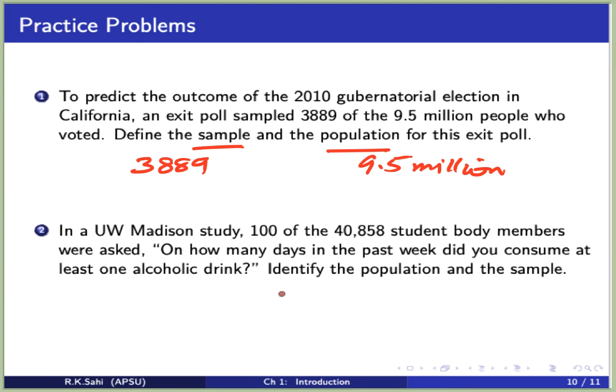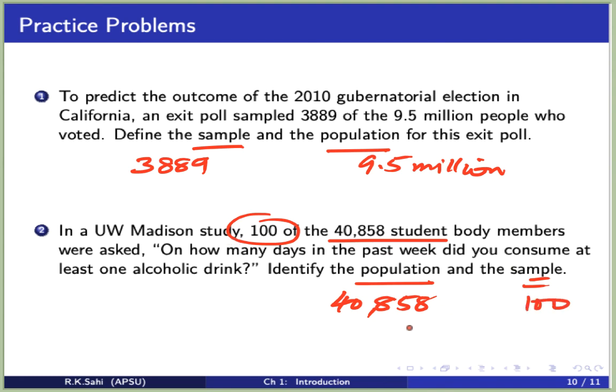Okay, let's look at another example. In a University of Wisconsin-Madison study, 100 of the 40,858 student body members were asked on how many days in the past week did you consume at least one alcoholic drink. What would be the population? It is every student in that university, which is 40,858. Now, what would be the sample? The sample is 100 of them out of the whole student body population who were asked, and that is a part of this 40,000. So the sample is 100 students.